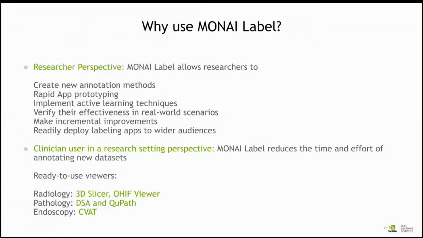So there are two personas that we had in mind when we started MONAI Label. One is the researcher. As a researcher, I want to create new methods or new segmentation methods using the latest network that is in the literature. I want to do rapid prototyping. So I want to show how a segmentation method works for downstream purposes or downstream tasks. Or I want to work on active learning strategies. So I have set up the framework to use new active learning strategies. You can do that as well.